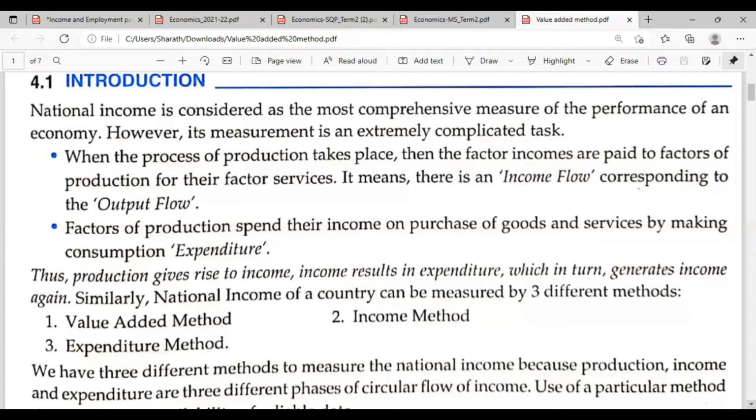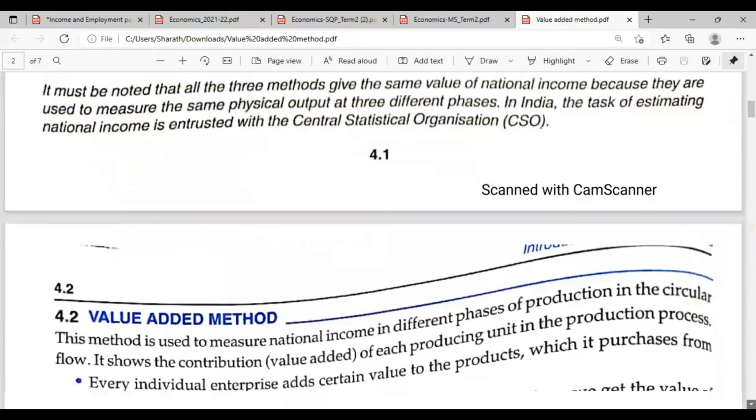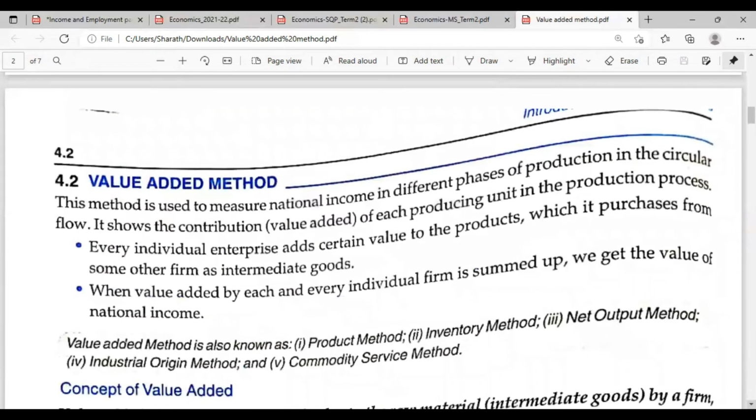When we are calculating national income using the output approach, we are following the value added method. If we want to calculate national income using income, we go with the income method. At last, with the inputs of expenditure, we go with the expenditure method. The bottom line is, whatever method you use to measure the national income, the final result will be one and the same. So let's go for the very first method, that is the value added method.